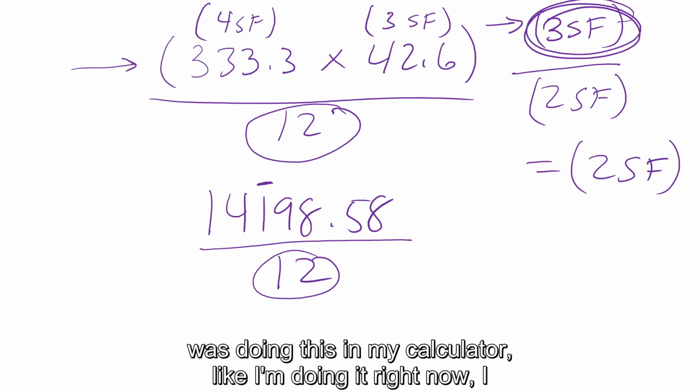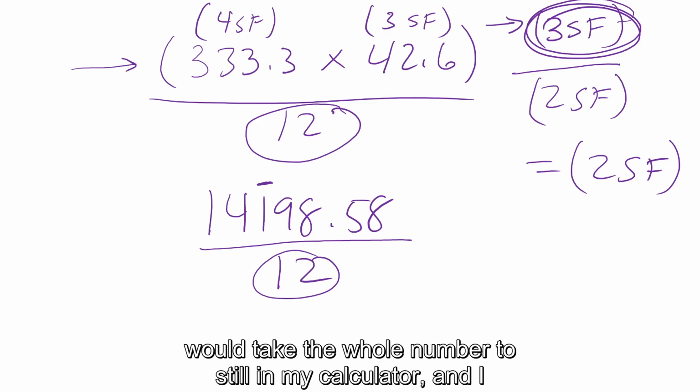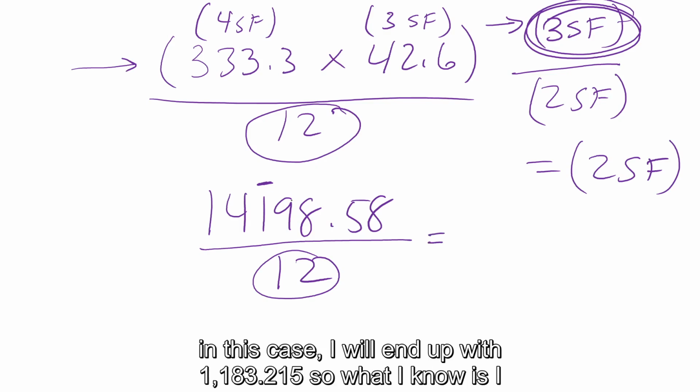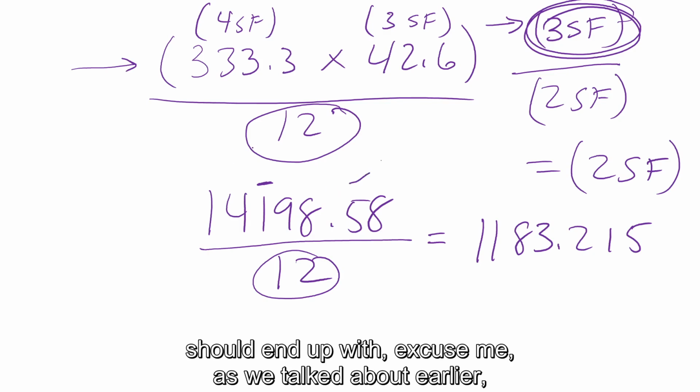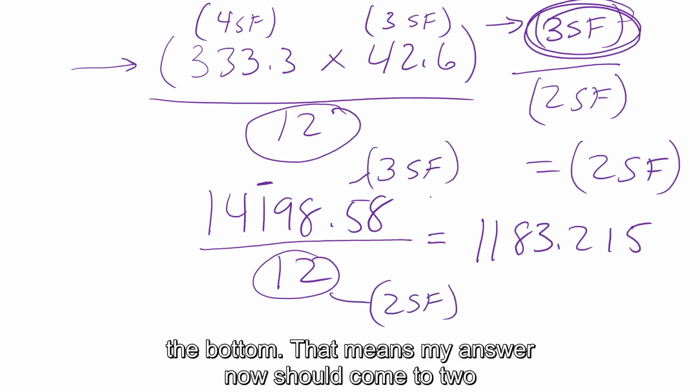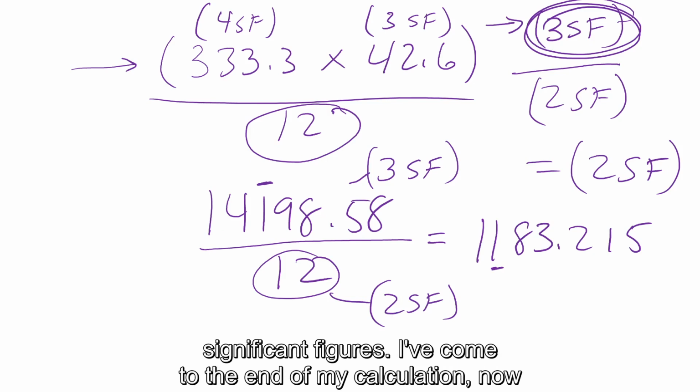Personally, if I was doing this in my calculator like I'm doing it right now, I would take the whole number that's still in my calculator and I would divide it by 12. And when I divide it by 12 in this case, I will end up with 1183.215. So what I know is I should end up with, as we talked about earlier, 3 significant figures up on top, 2 significant figures on the bottom. That means my answer now should come to 2 significant figures. I've come to the end of my calculation.